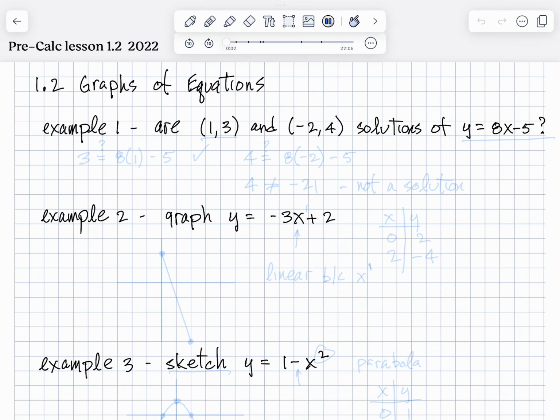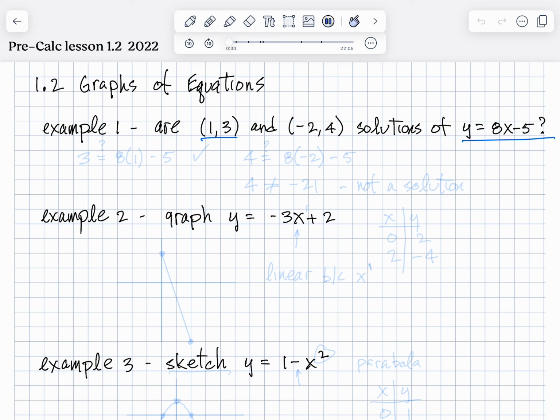Okay, pre-calc. Lesson 1.2 is on graphs of equations. So our first example: are the points (1, 3) and (-2, 4) solutions of y equals 8x minus 5? What we're going to do is take the first one and substitute the x, y values.